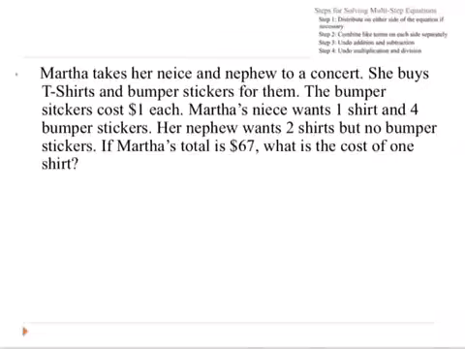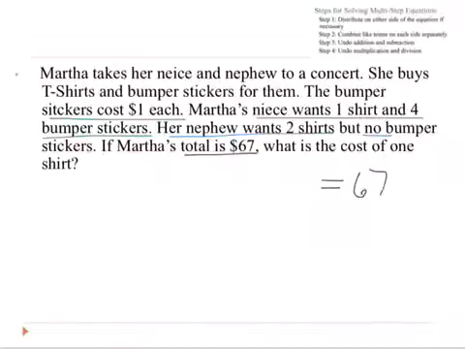Martha takes her niece and nephew to a concert. She buys t-shirts and bumper stickers for them. The bumper stickers cost $1 a piece. Martha's niece wants 1 shirt and 4 bumper stickers. Her nephew wants 2 shirts but no bumper stickers. Her total is $67. Well, by total being $67, we know it's going to equal 67.